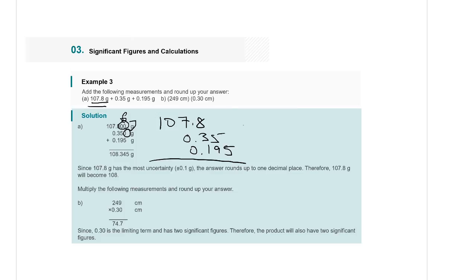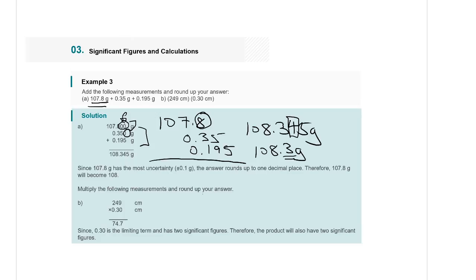When we just add everything together, we find that it's 108.345 gram, but we haven't considered any significant figures or decimal places. For addition, we only consider the decimal place, so we only have one. So we have 108.3 gram. I keep that 3 because the number behind is 4. It's not equal to 5, it's less than 5, so we don't have to change it. Okay, so we move on to the second question.